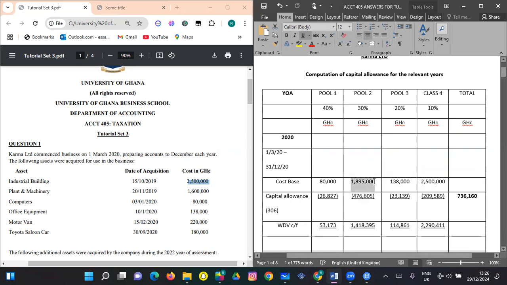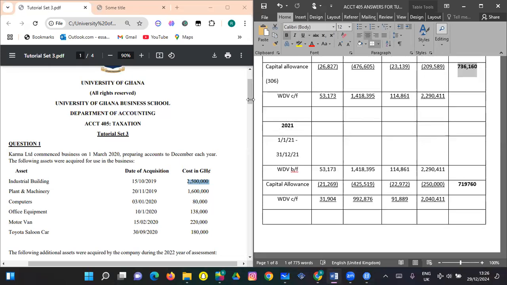30% times this, times 306 all over 365. We do the same thing also for this: 20% times this times 306 over 365. Then with this one, it is 10% on the cost, right? So we do the same thing, 10% times the cost times 306 over 365. Then we get the same figure as this capital allowance. So once we do that for them, we are getting all these capital allowances. We add all of them to get the total, right? So we do the same thing for this one.